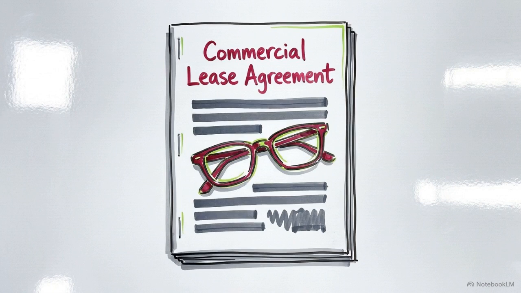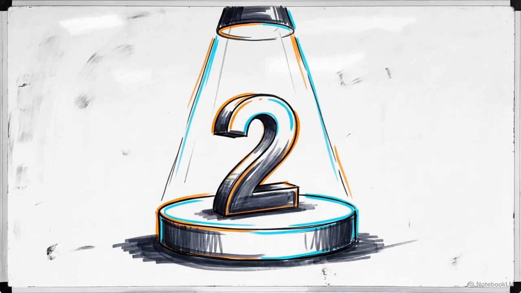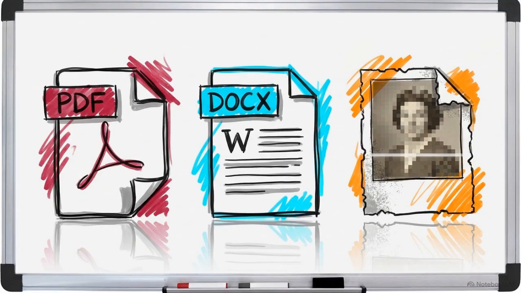We can streamline this entirely. Today, we are going to take a raw lease contract and generate a fully compliant ASC 842 amortization schedule in under 6 minutes. To follow along, you only need 2 things: your LedgrAI login and a digital copy of your lease agreement. A PDF, a Word document, or even a scanned image will work perfectly.